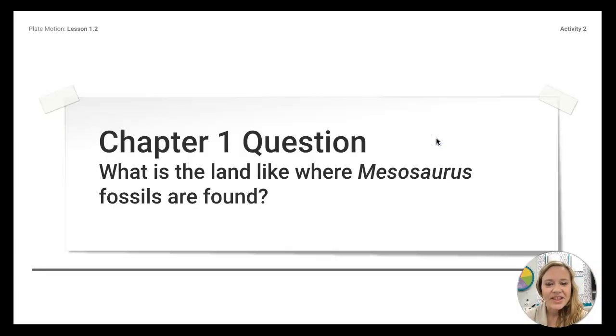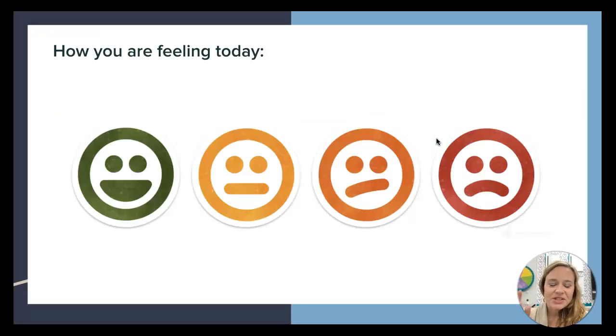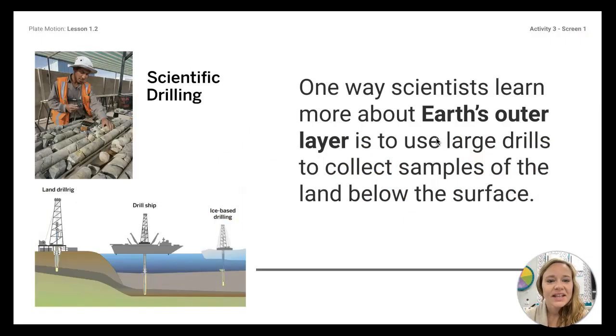Sixth graders, I hope you had a blast learning about the Mesosaurus and putting a little bit more of that information into your geology context and your geologic scientist context. Today we are going to continue this study, learning about what the land was like where the Mesosaurus fossils were found. And again, I just want you to do a quick little check-in for me. Let me know how you're feeling. And then let's get right into it.